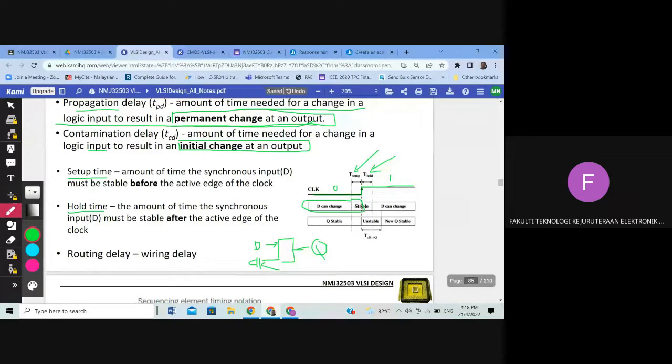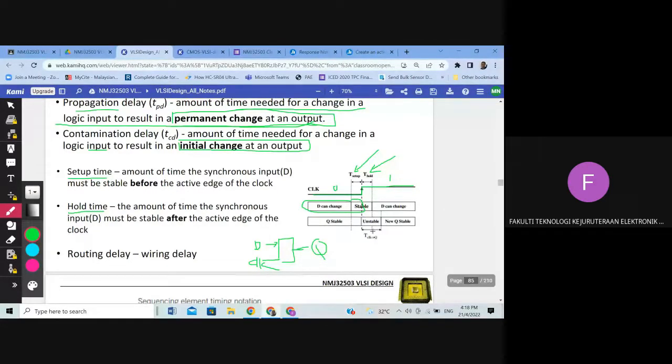That's the amount of time. More is okay, but less cannot. That's the minimum amount of time. You have to make sure that your input data is stable during this period of time, before it can be used as output. Stable output. All right. So the hold time, the amount of time the synchronous input must be stable, means that just after the rising edge of the clock, the input D must be stable.